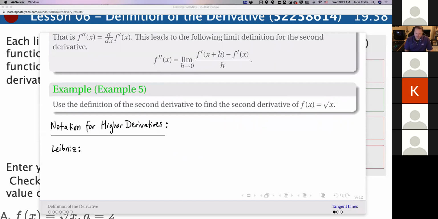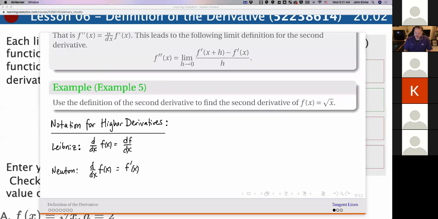You've got the Leibniz notation, which is the derivative of f is df dx, right? It's this ratio of infinitesimals. Then you've got the Newton notation, which is the derivative of f is f prime. It's the function that's derived. Well, what does a second derivative look like for each of these? Well, a second derivative would just be the derivative of the derivative.